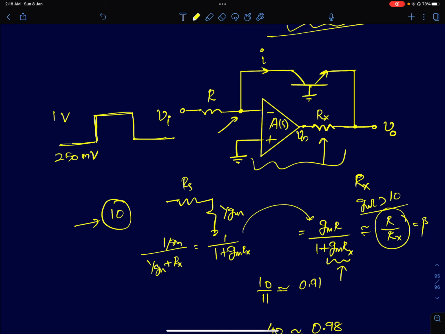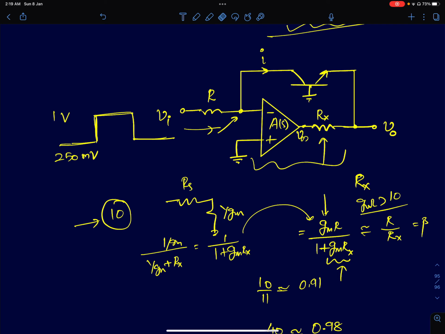GM was the variable parameter in the circuit, because your current was increasing. Vi by R is the current. In one cycle, the current was lower. In the other cycle, the current was much higher. It was 4 times higher, and therefore GM was increasing. That's what was causing this change in the loop gain. Now I have eliminated that. I've gotten a ratio which is R by Rx. That is your new beta. If I choose Rx equal to R, I'd get beta approximately equal to 1.